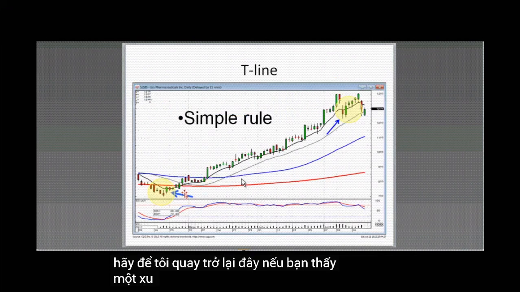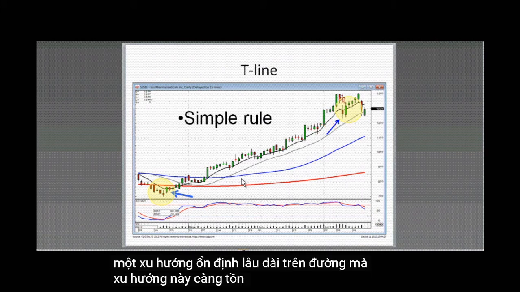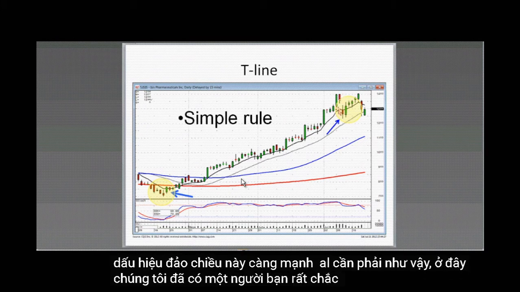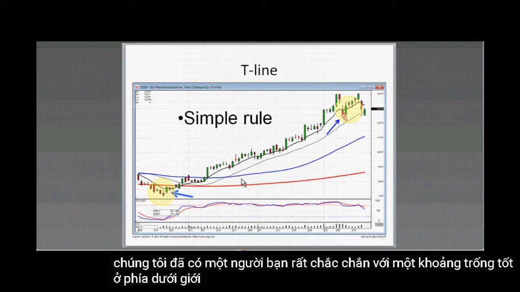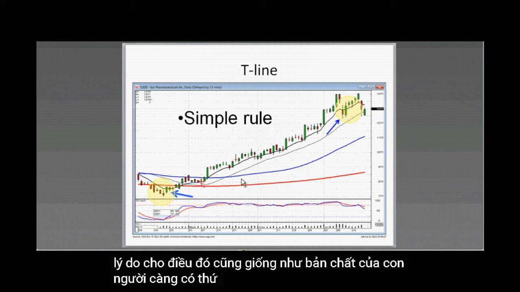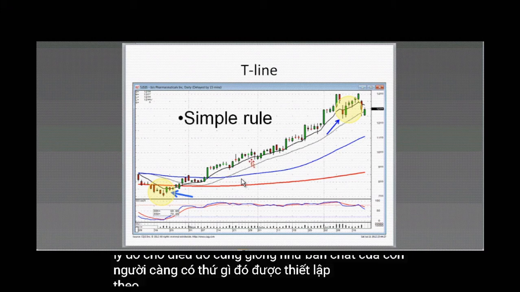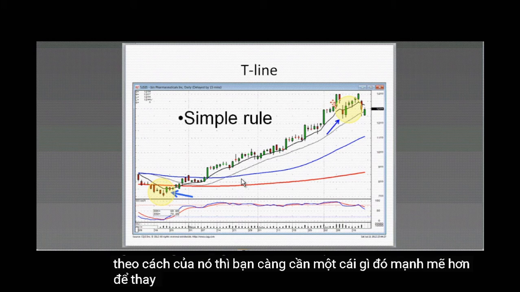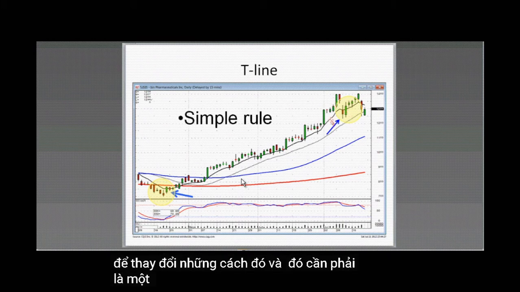If you see a long, steady trend, the longer this trend persists, the stronger this reversal signal needs to be. So here we had a bearish harami with a good gap down back below the T-line. The reason for that is, just like human nature, the more something gets set in its ways, the stronger you need something to change those ways, and that needs to be a very strong reversal signal.